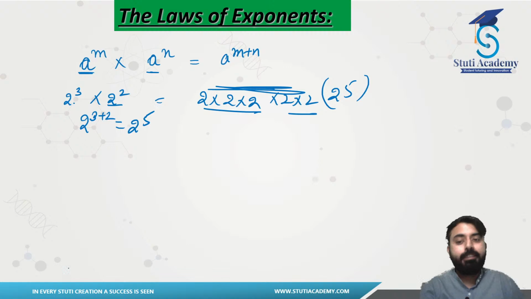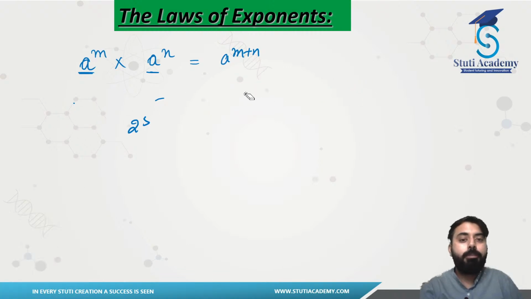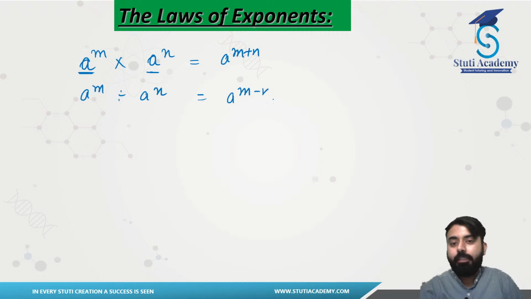Similarly, if I have any value which is a raised to power m, but that has to be divided by a raised to power n, then powers are subtracted. You can easily take the earlier example and verify this on your own. So powers will be subtracted here. Now one more case: if I have any base but its power is 0, its answer will always be 1. That is the case here.